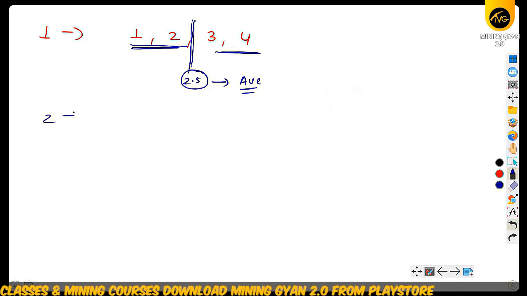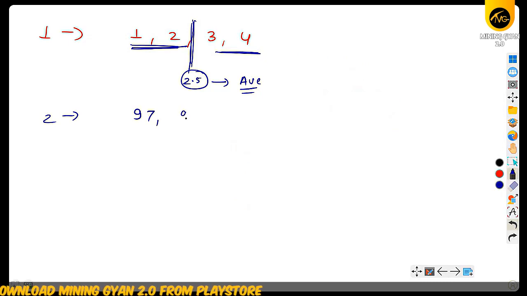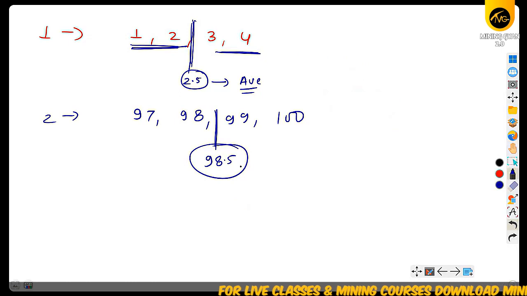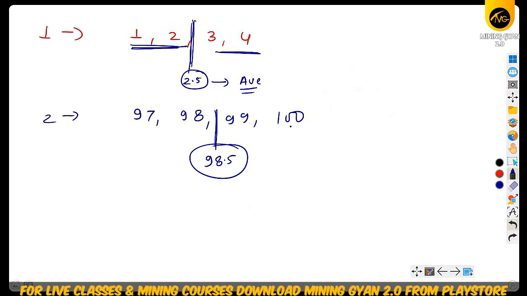Now suppose the second condition, suppose 97, 98, 99, 100. Now what will be the mid number? That will be 98.5. So 98.5 is the correct answer, or you can say that 98.5 is the average of these four numbers, 97, 98, 99 and 100.